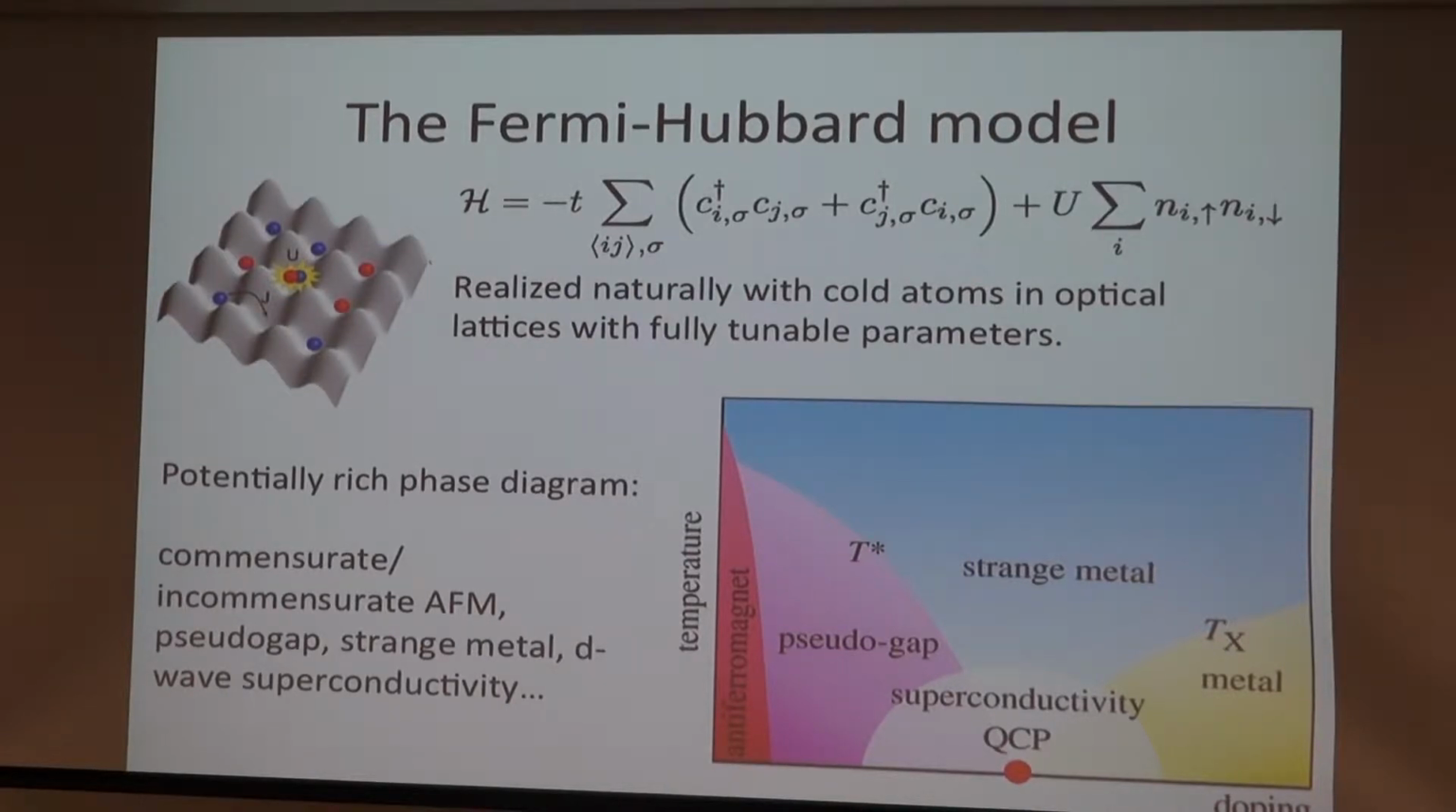And we can vary the parameters over several orders of magnitude. So you can change the tunneling using the lattice depth. You can change the interactions with Feshbach resonances. And you can change this by a few orders of magnitude. So of course, this Hamiltonian, we don't know its phase diagram. Despite the simplicity and decades of work, we still don't know what the low temperature states of this Hamiltonian are.